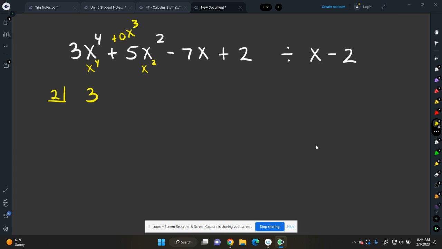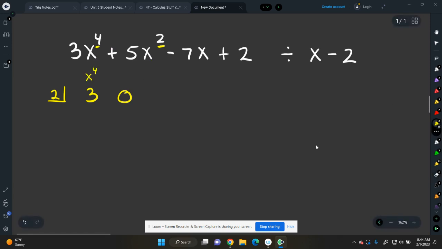Okay? So the first one is x to the 4th. The x to the 3rd is missing because I've got x to the 4th and it goes right to x to the 2nd. The x to the 3rd is missing, which means it has a 0 coefficient. So I basically think of it as a placeholder. I have to put a 0 in there as a placeholder. I have x to the 4th, and then it goes right to x to the 2nd. So I need a placeholder.